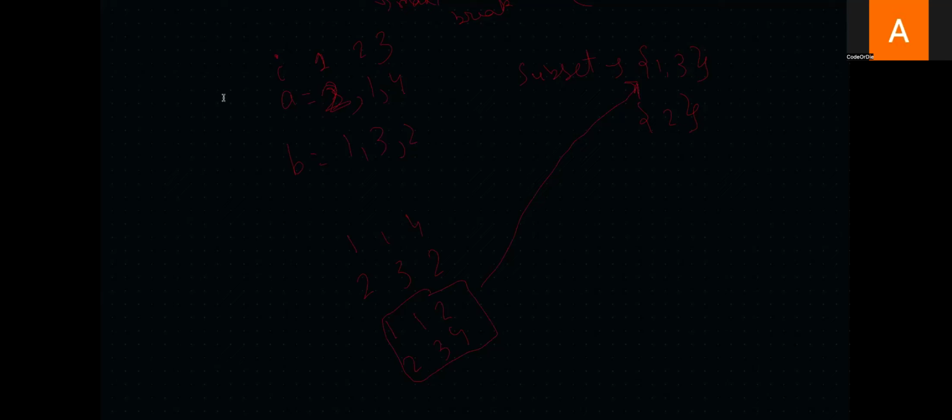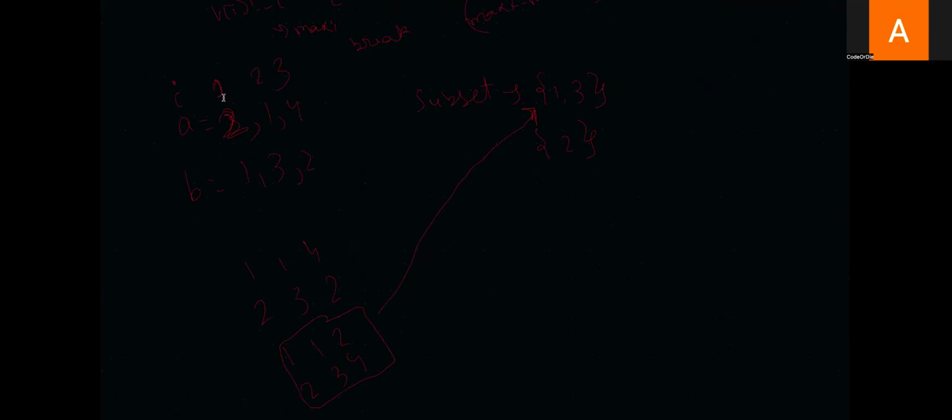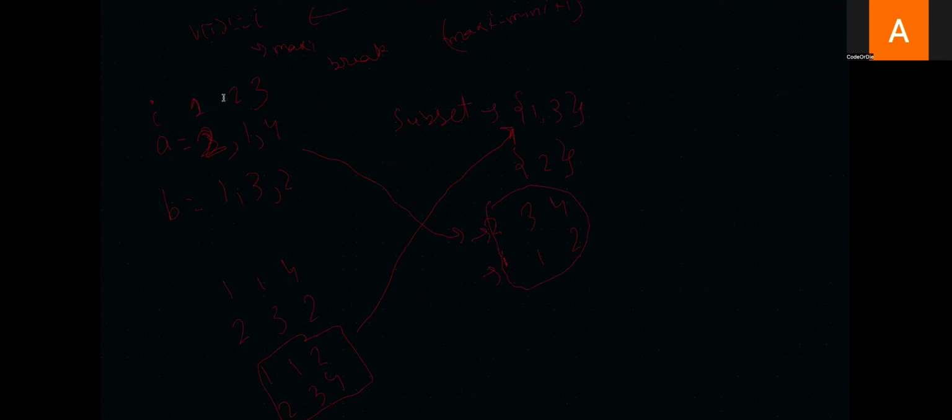And if you swap just the second index from the original arrays, then how will it go? A = 2, 3, 4 and B = 1, 1, 2. See, both are sorted. Okay, so now we need to find how many subsets there are.